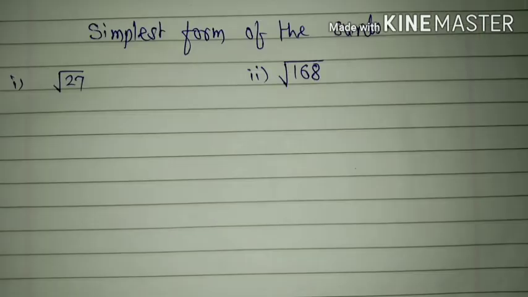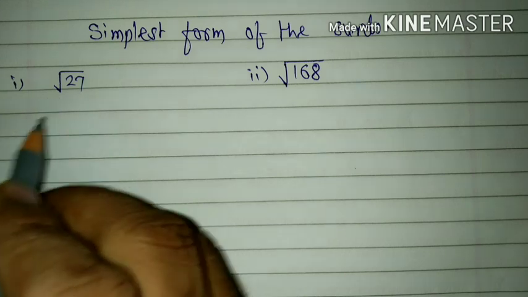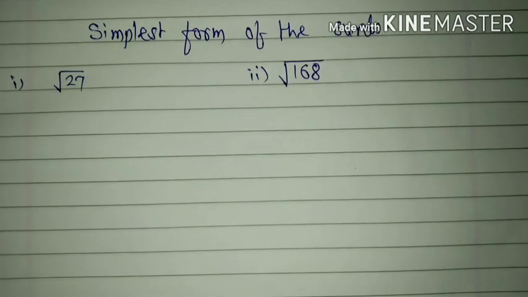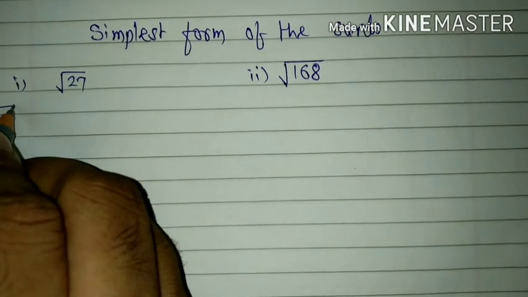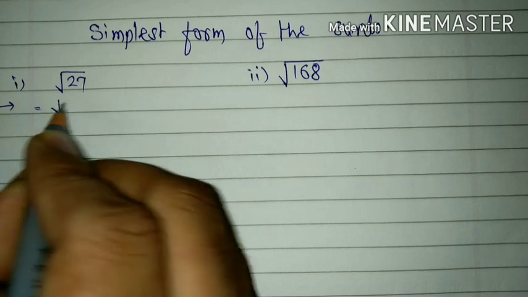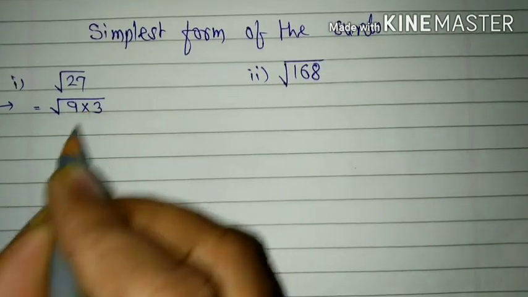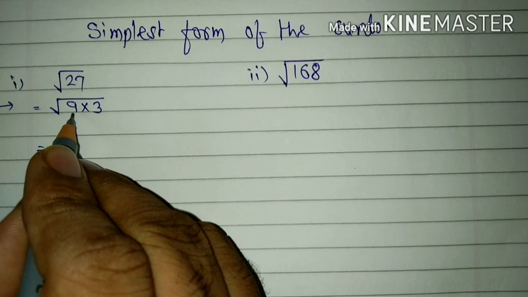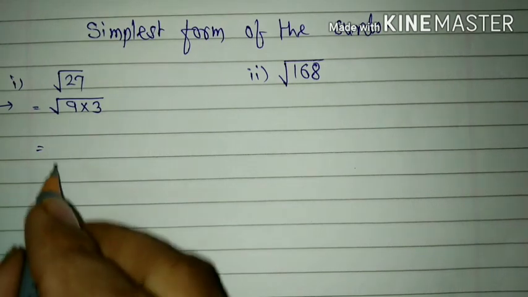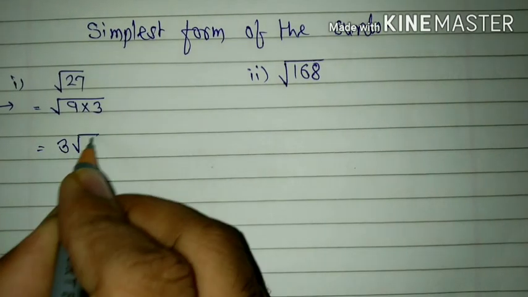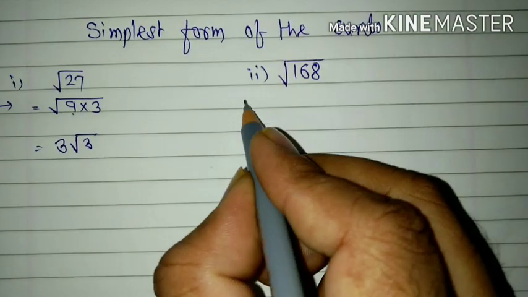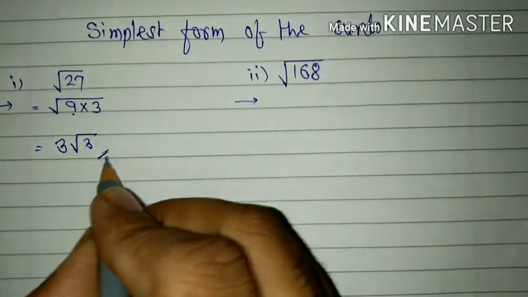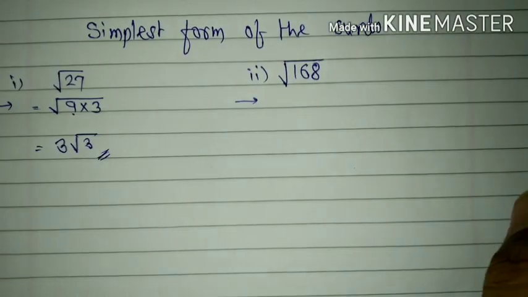18 is the radicand. Let us see the new topic, that is the simplest form of the surd. I am taking two examples. One of them is root 27, the other one is root 168. Root 27 can be written as under root of 9 into 3. 9 is the square of 3, so when it comes out, it becomes 3 root 3. Similarly, this is the simplest form. That's final.